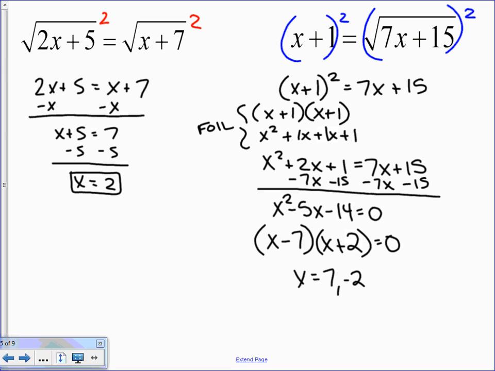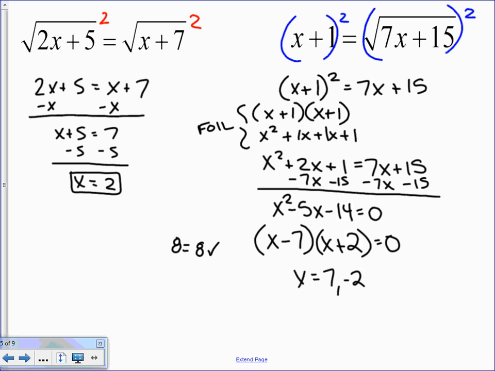What should I do with both of those numbers? Plug them in and check them. Okay. So 7 plus 1 is 8, and then 7 times 7 is 49, plus 15 is 64. And the square root of 64 is 8. So 7 checks.